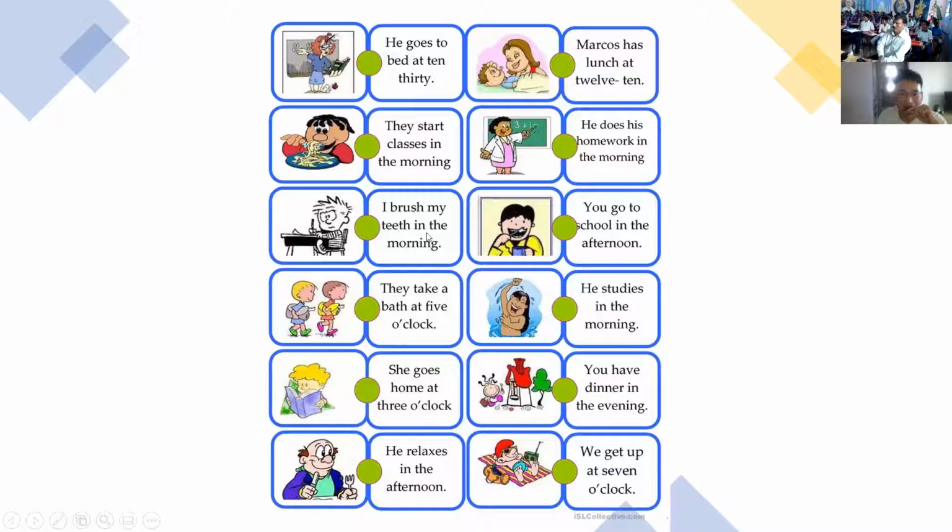I brush my teeth in the morning. Okay, so I want to ask, in India, when do you brush your teeth? In the morning? Do you brush your teeth at night? No, sir. In the morning, 7:30. So do you brush your teeth at night before you sleep? A few days. Sometimes. Yes, sir. Sometimes, right? Okay. Great.